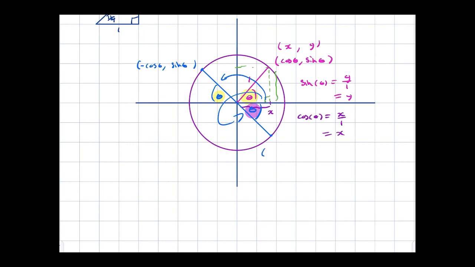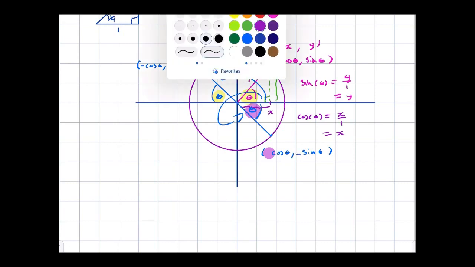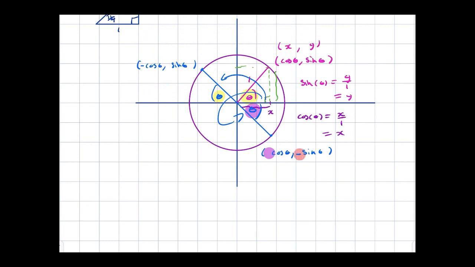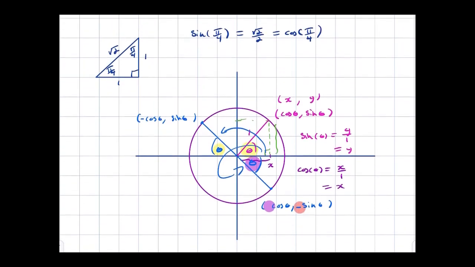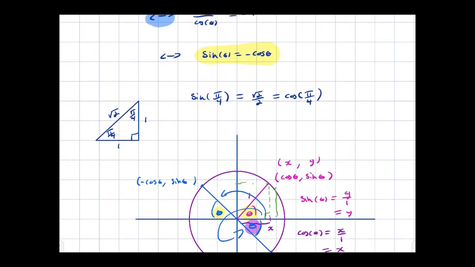Now the coordinates of this point are again cosine theta and sine of theta, but I have to think about where I am in the plane. I'm to the right of the y-axis, so the cosine, the x value, stays positive, but I'm below the x-axis, so the sine value, the y-coordinate, is going to be negative. And this process is the key to solving this equation, which hopefully we haven't forgotten about up here.